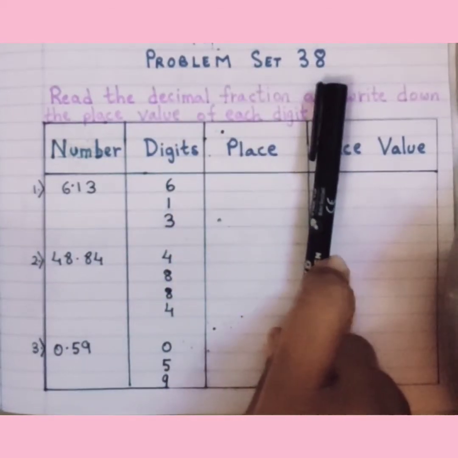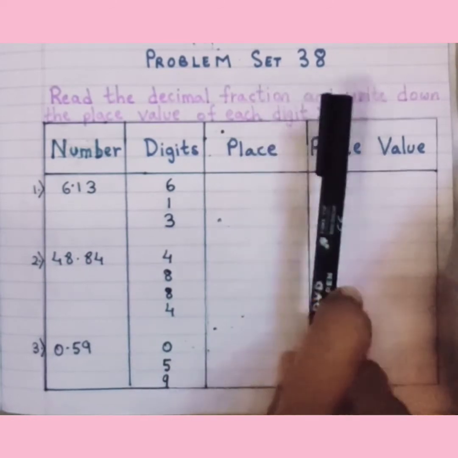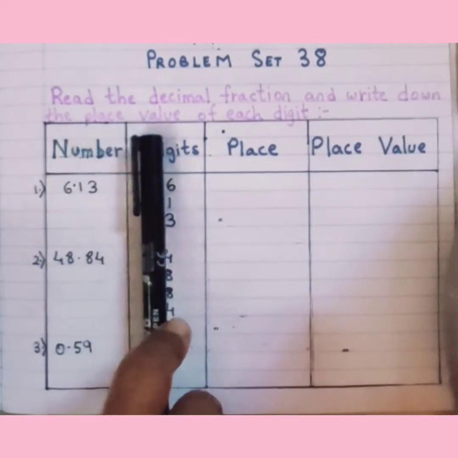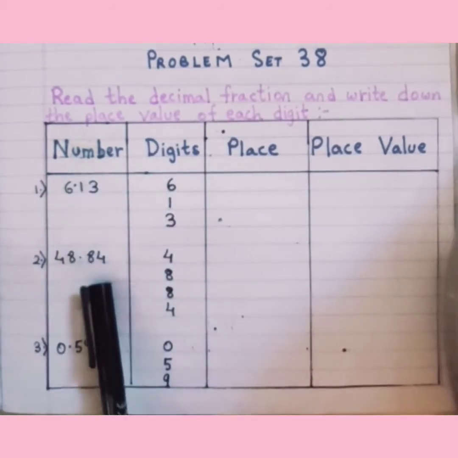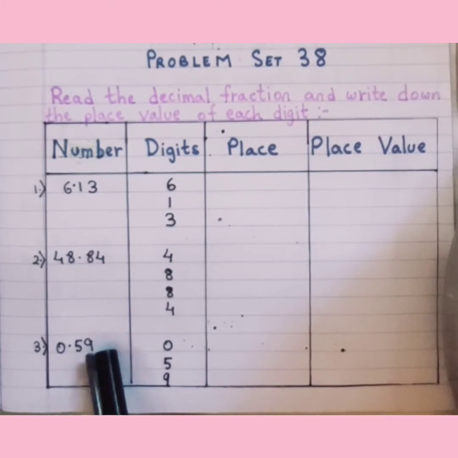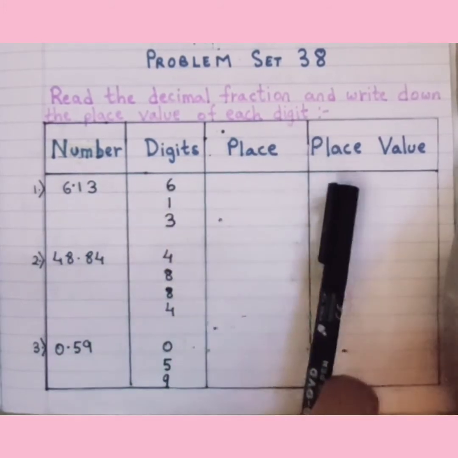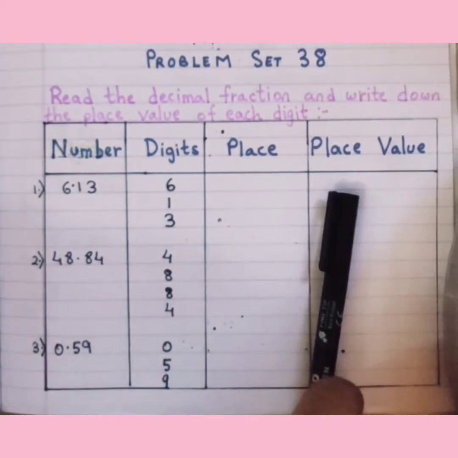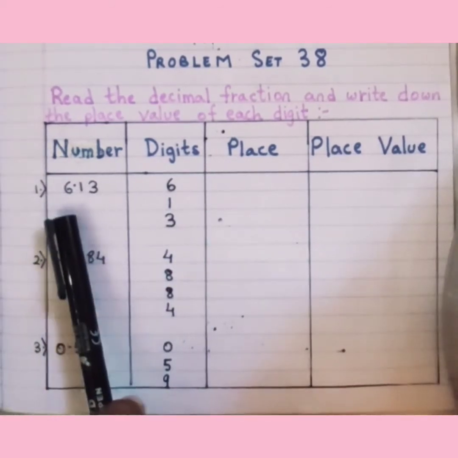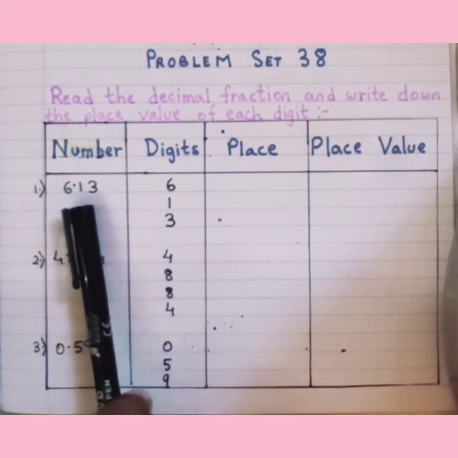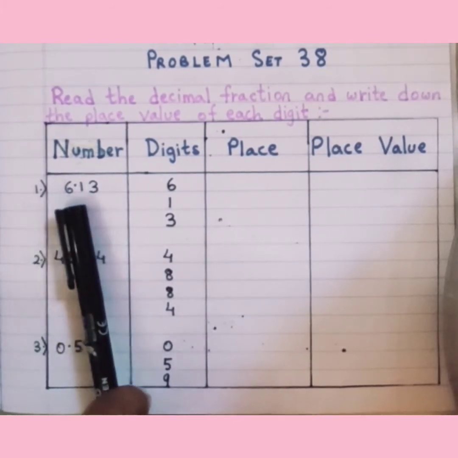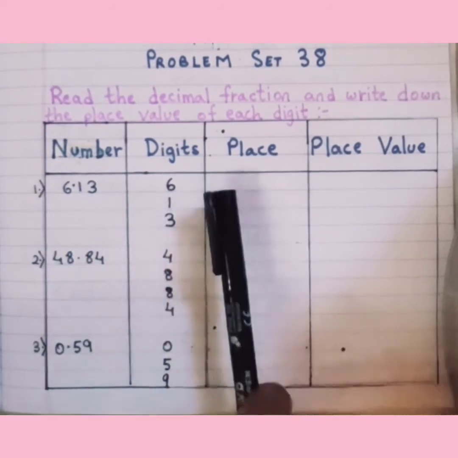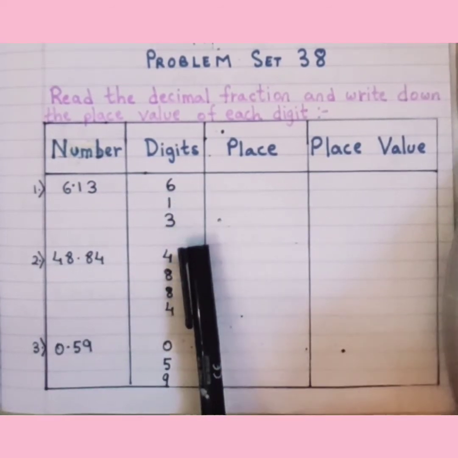Problem set 38. Read the decimal fraction and write down the place value of each digit. Here these are the numbers which are given to us. We have to read each number and write the place value of the digits. Our first sum is 6.13. This is how we read 6.13. These are the digits 6, 1 and 3.